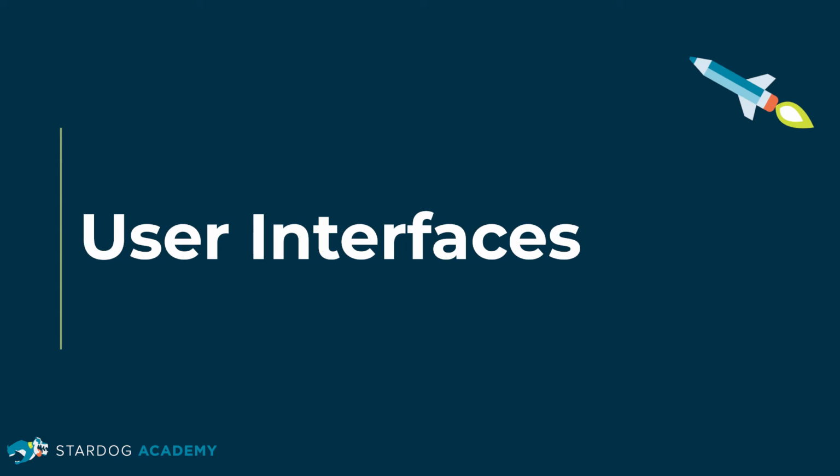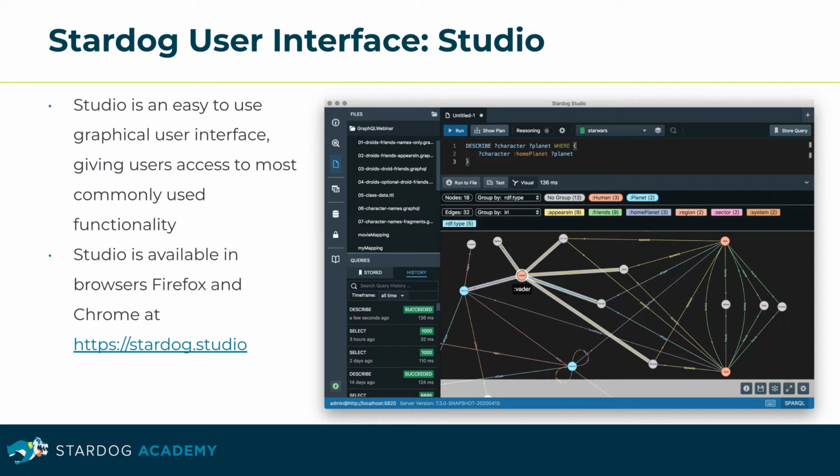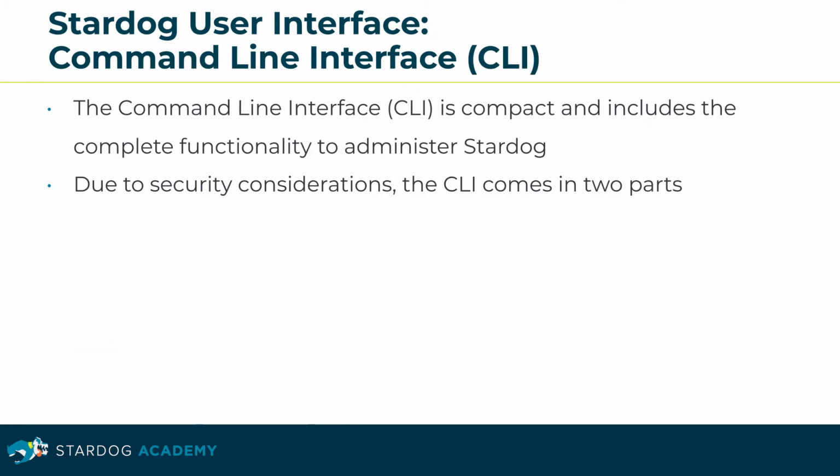This section is about Stardog's user interfaces. Stardog provides two different user interfaces for managing and querying the server. Studio is an easy-to-use graphical user interface, giving users access to the most commonly used functionality. Studio is available in the Firefox and Chrome browsers at https://stardog.studio. For those more comfortable using the command line, Stardog also provides a command line interface, or CLI.